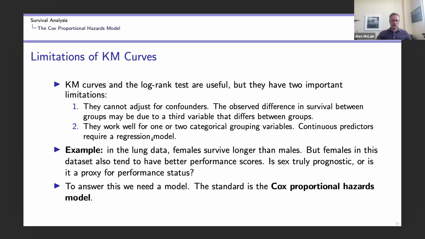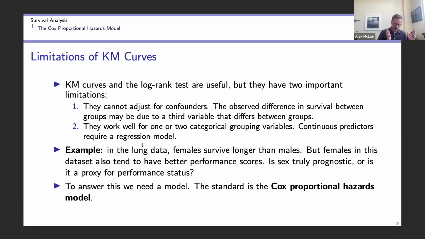They work for one or two categorical grouping variables. They can't be used for continuous predictors. That's going to require a regression model. In the situation we just did, females survive longer than males. But in this data set, do they also have better performance scores? So are they healthier going in, or is it truly sex that's a prognostic factor? So this is what we're going to try to find out through looking at another model here.